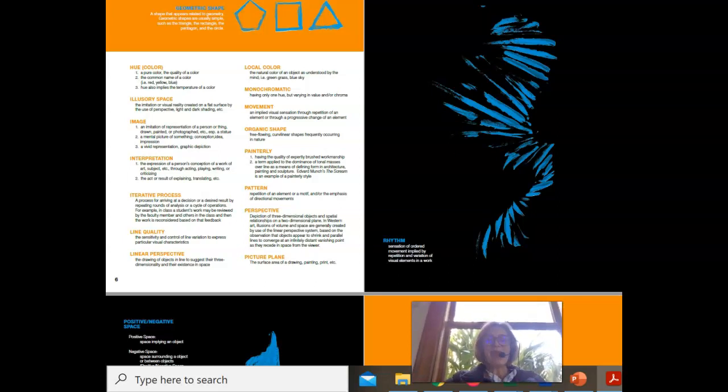One might say that the work on the right is also painterly, right? Painterly. Let's look over here. Having the quality of expertly brushed workmanship, or a term applied to the dominance of tonal masses over line as in the means of defining form in architecture. Painting and sculpture, Edvard Munch's The Scream is an example of painterly style. So why don't you go look that one up? That's quite an extraordinary painting if you don't know it.